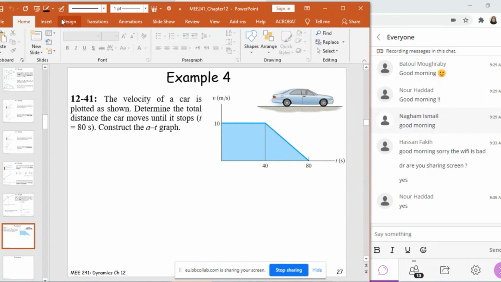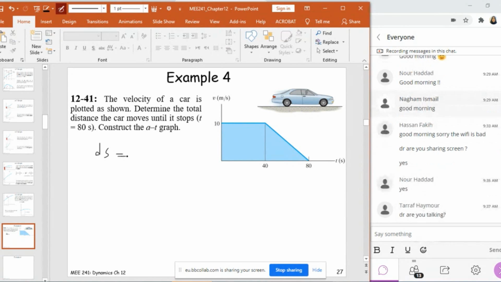In fact, guys, I know that ds is equal to what? ds is the integration of... Yes, you're not listening, guys? Not hearing me? Yes, we can.